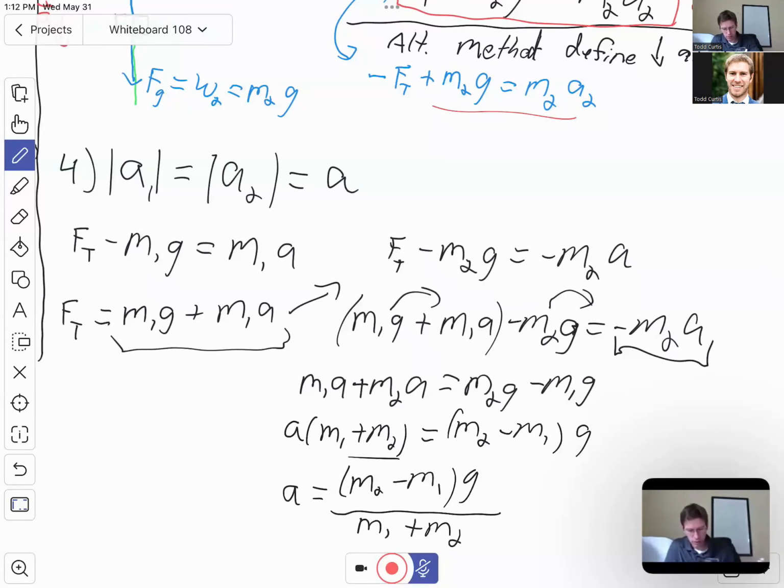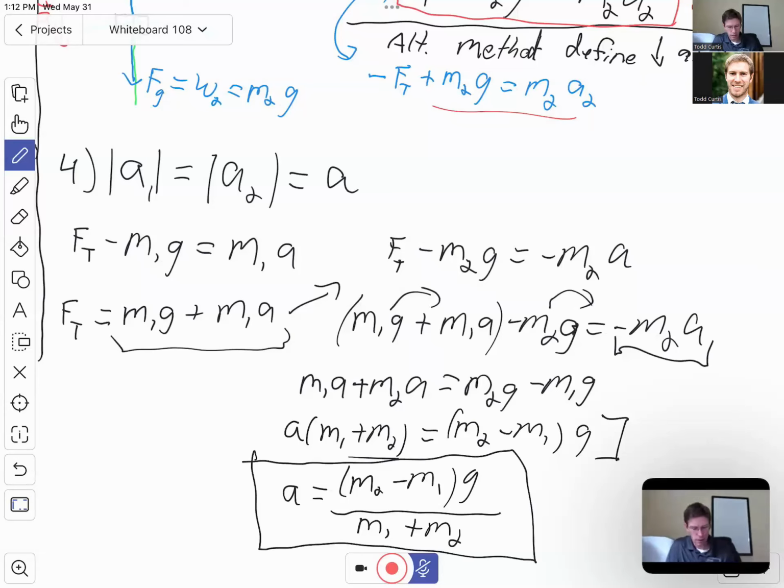One cool thing about this: if you look at this line right here, that's what you would get if you just summed the forces on the entire system as a whole. You'll see that in one of the videos where I talk about treating the system as a whole, but that's one way to do it. So anyway, that's our A value.